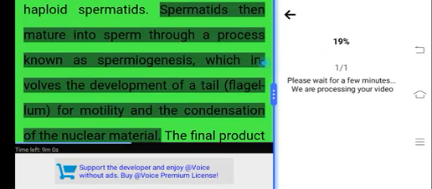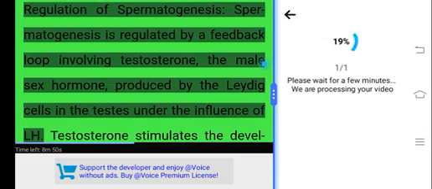Spermatids then mature into sperm through a process known as spermiogenesis, which involves the development of a tail flagellum for motility and the condensation of the nuclear material. The final product is a mature sperm cell that can fertilize an ovum.